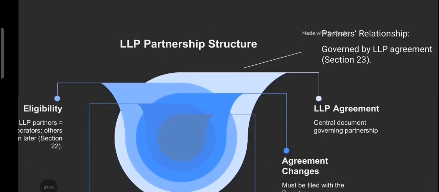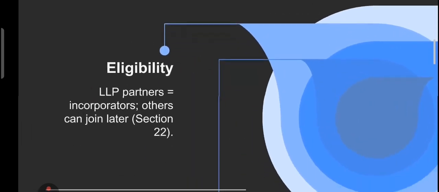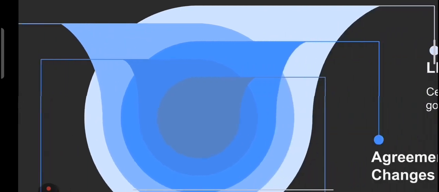So friends, let's look at how an LLP partnership is structured and how partners work together. The first one is eligibility. Only those involved in setting up the LLP, called incorporators, can be partners in the beginning. Others can join later as per Section 22. Section number 22, please remember it.